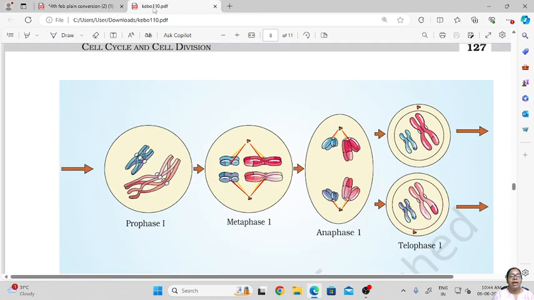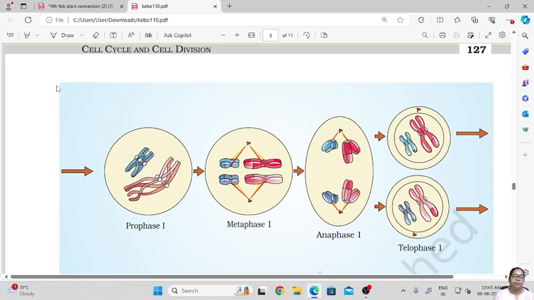So now let us see how meiosis 1 takes place. First is the prophase 1, where the chromosomes will be condensed and in the center. There the nuclear membrane will disappear. Then it will undergo metaphase 1, that is, the chromosomes will align themselves at the equatorial region. Then in the anaphase stage, the chromosomes will move towards the poles.